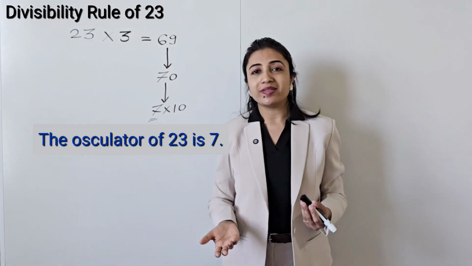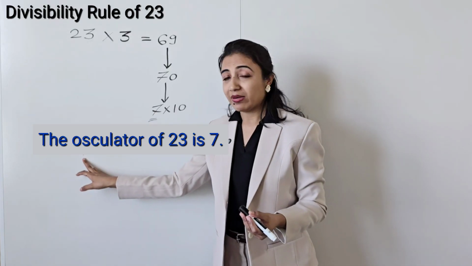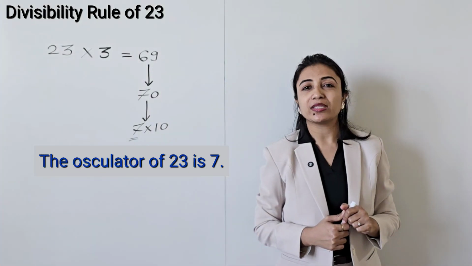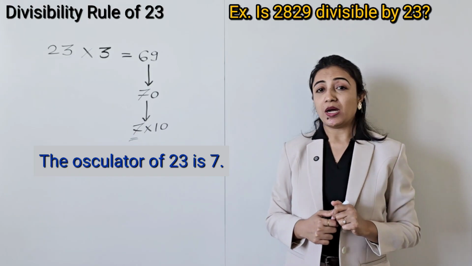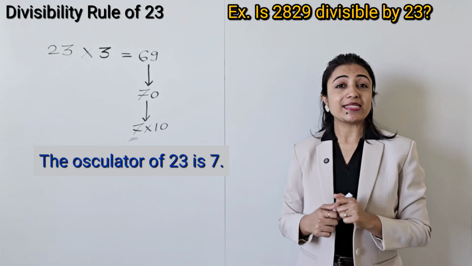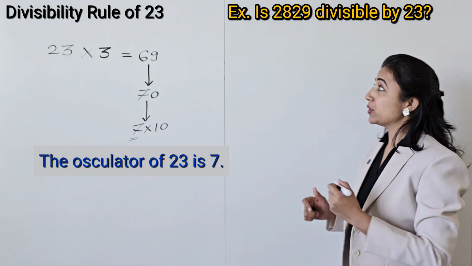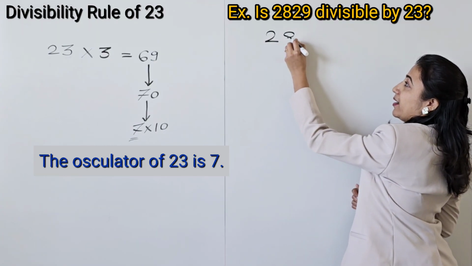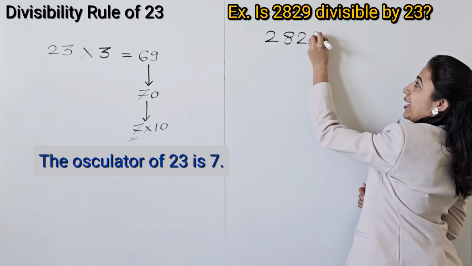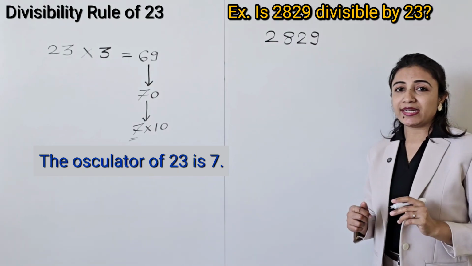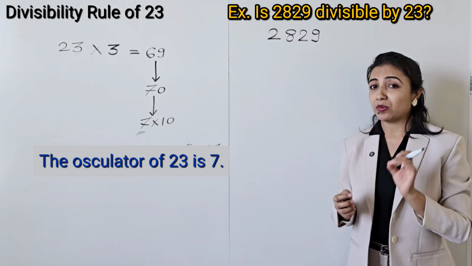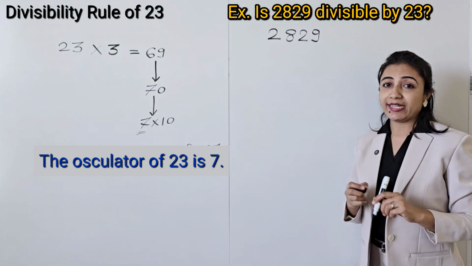Now how to use this number 7, we will see through an example. Let's suppose we are given the question: is 2829 divisible by 23? So here our number is 2829. Is it divisible by 23? See, this number is a 4-digit number. So if we use the regular division process, it will take time.